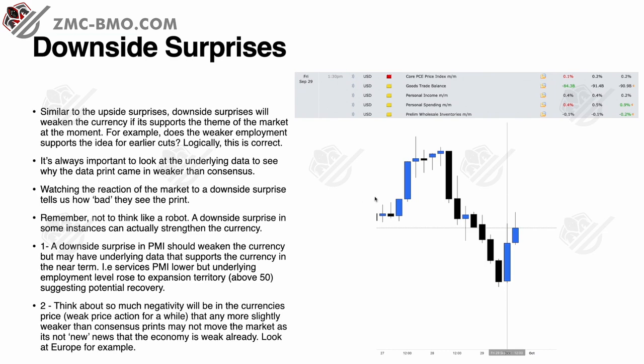So just to add on to that narrative, a downside surprise in PMI should weaken the currency, but may have underlying data that supports the currency in the near term. So for example, services PMI comes in low on the headline figure, let's say it comes in at 48. But the underlying employment rate rose to expansion territory above 50, suggesting a potential recovery in the labor market. And the markets may actually react to that. That's important. So if you're ever thinking, data's coming in really strong, but the currency weakened off, obviously there are always reasons for that, right? And that's because of the underlying data, and this is why I always emphasize in the breakdowns, you always have to look at the underlying data.